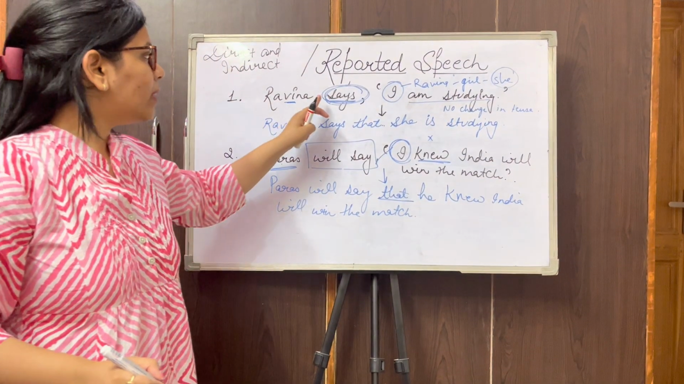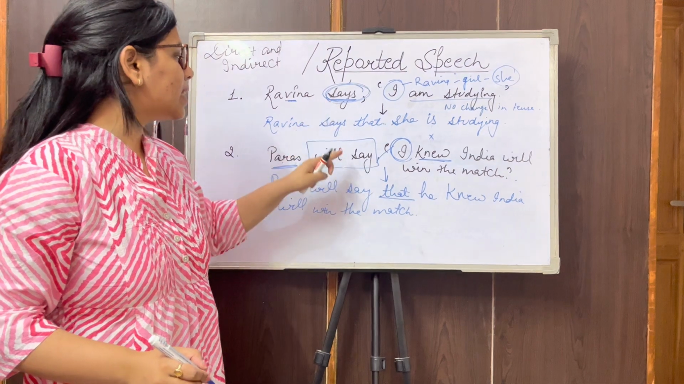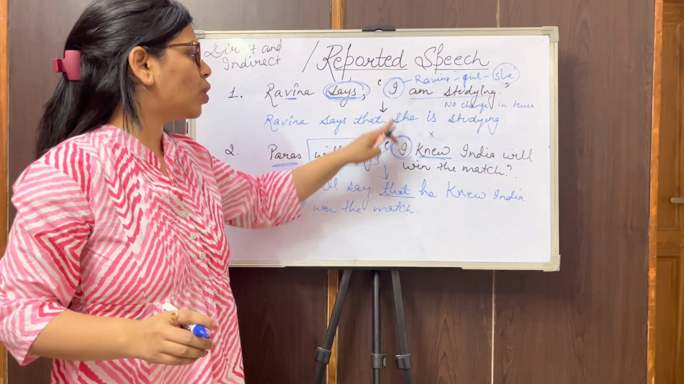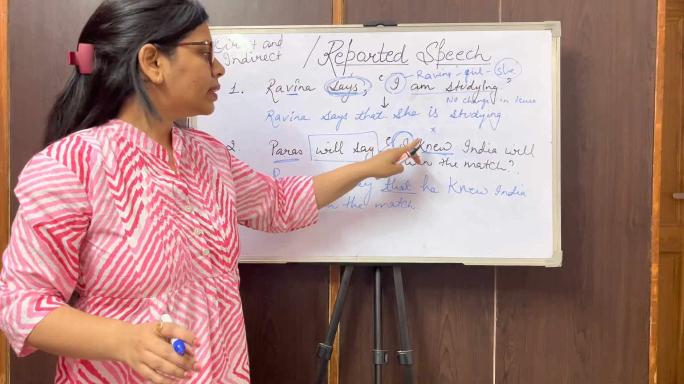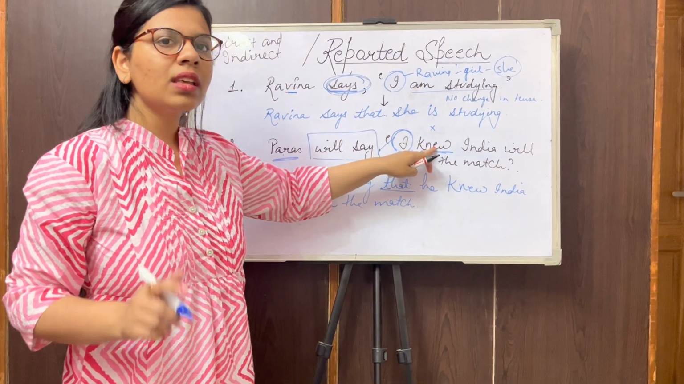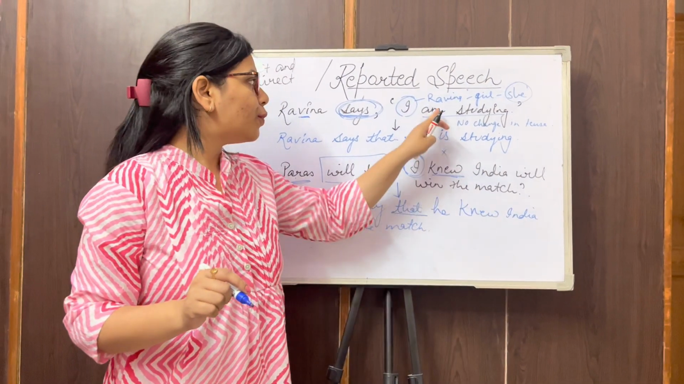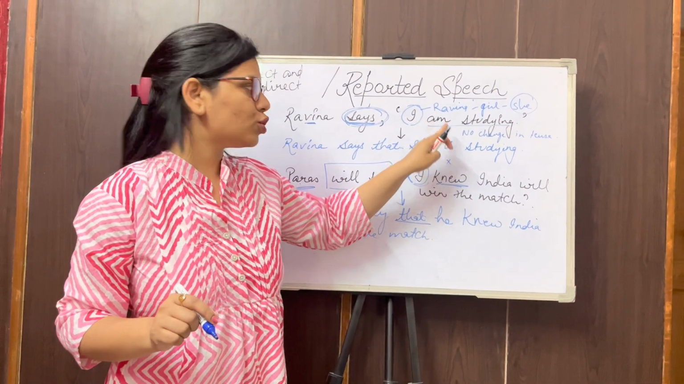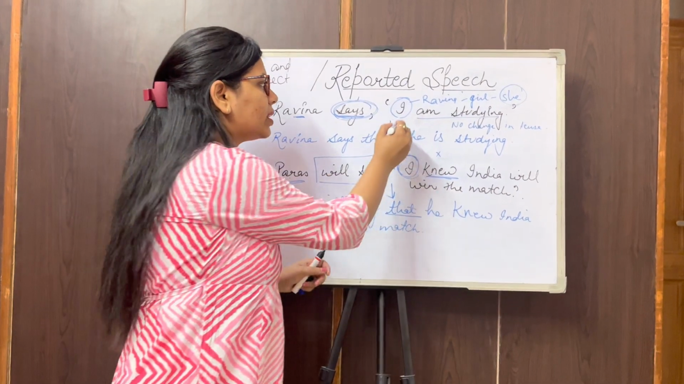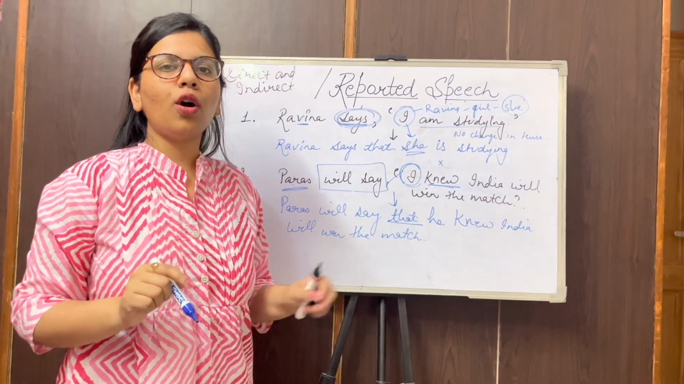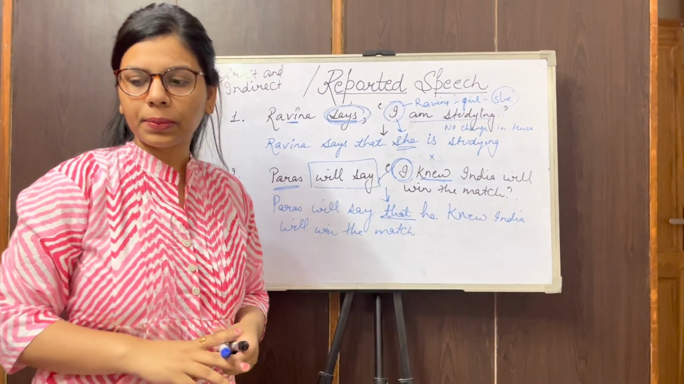Alright. So when reporting verb is in present tense or in future tense, you only have to focus on changing the pronoun. The tense will remain as it is. However, you have to take care of subject-verb agreement. For example, here am changed to is because the subject had changed from I to she. So take care of subject-verb agreement.